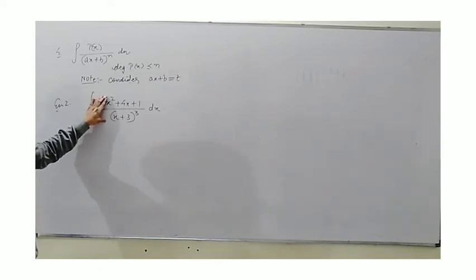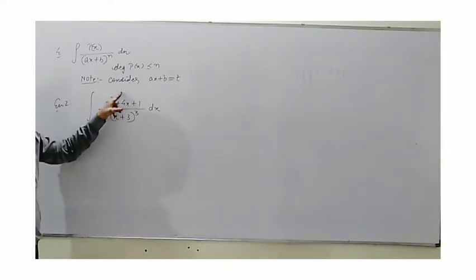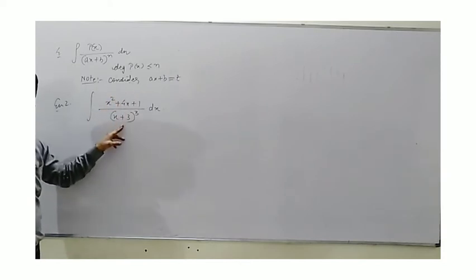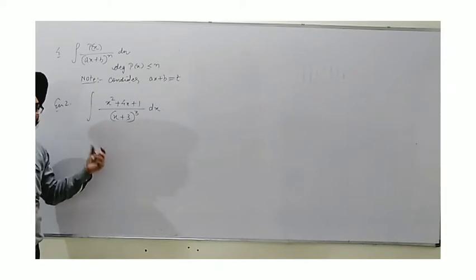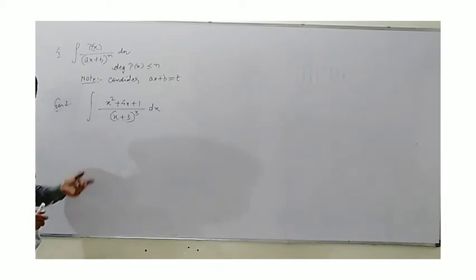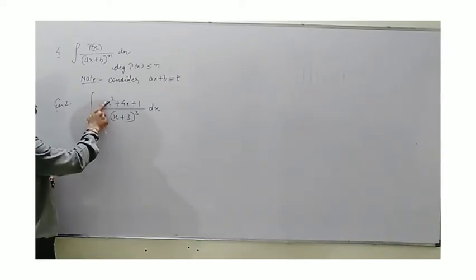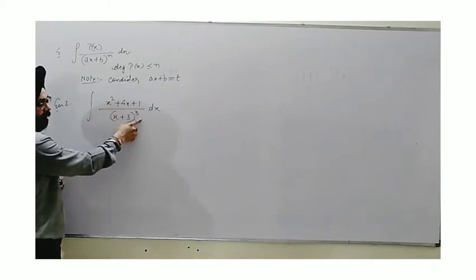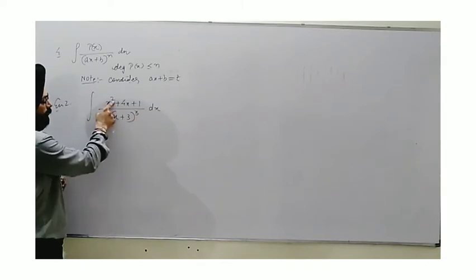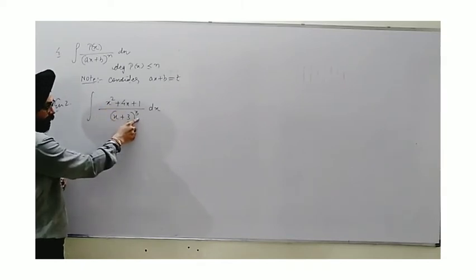And also I advise you that whenever there is a p(x) upon q(x) form, you must check which condition appears. There are three cases, as I said, just the comparison of degree. They may be equal, or the numerator degree is greater than the denominator's, or the numerator degree is smaller than the denominator's degree.